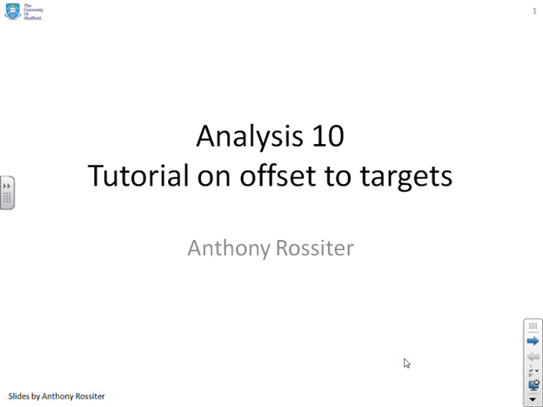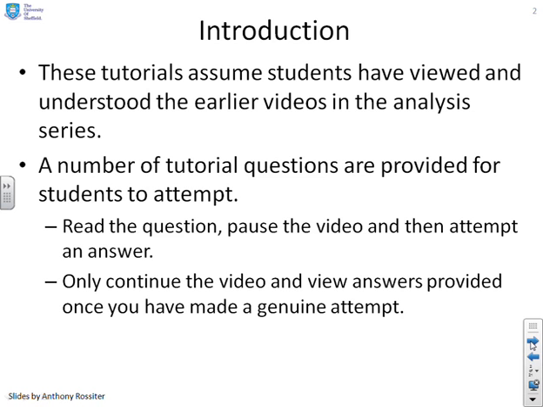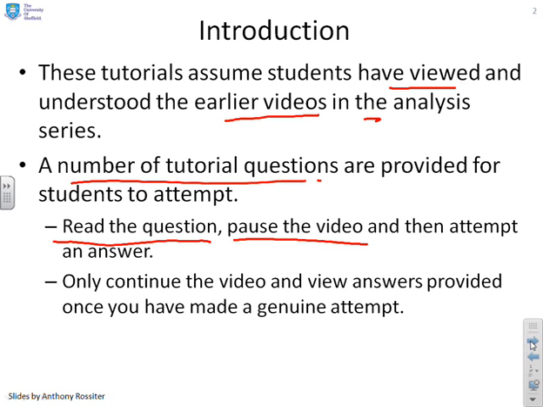This tutorial looks at the offset to targets, which are constants with simple feedback loops. We're going to assume that students have viewed and understood the earlier videos in this analysis series, and here we're going to provide a number of tutorial questions so you can test your own understanding. The secret is you must read the questions and then pause the video while you attempt your answer. Please do not continue the video until you've made a genuine attempt at the answers, otherwise these tutorials will have little benefit for you.